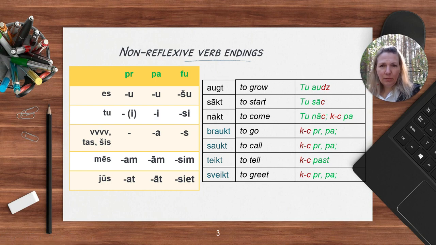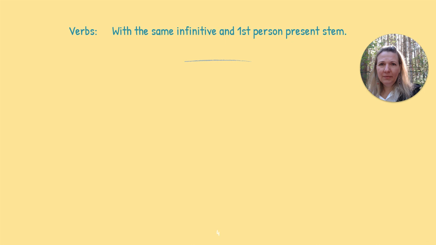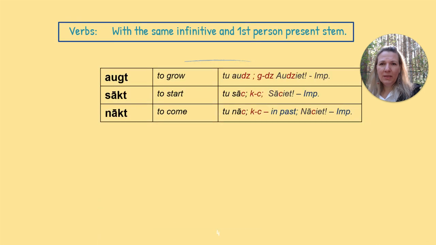So next group in a moment. Once again, these three verbs, augt, sākt and nākt. We remember the tu form will be different. And these changes, when g changes to z and k changes to c, are very common with lots of other verbs as well, and in words in general. So if there is a change, then k usually will change to c and g will change to z.